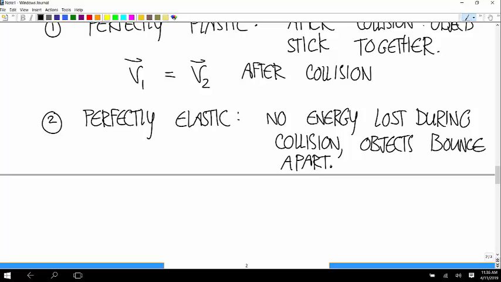Okay, so the word "perfectly" in both of these should make you a little suspicious about the accuracy of these modeling approaches. In truth, neither of these represent any physical collisions, but the idea is that you pick one extreme or the other to sort of make your guess at what the velocities are going to be.